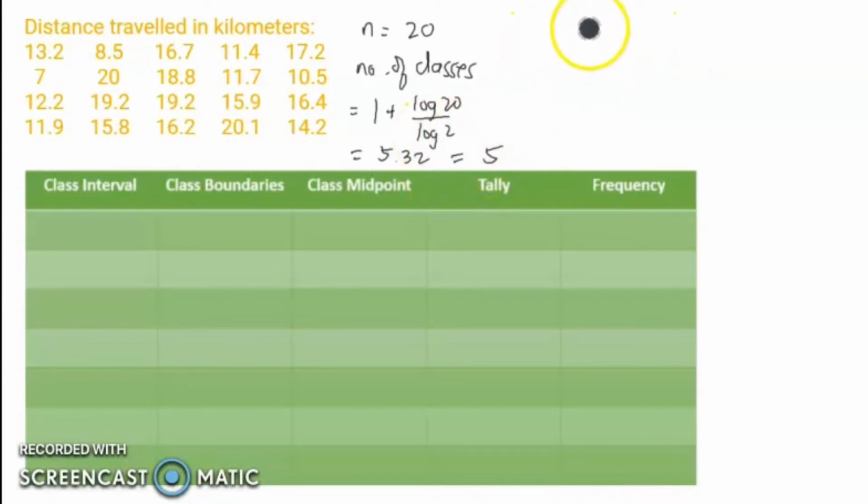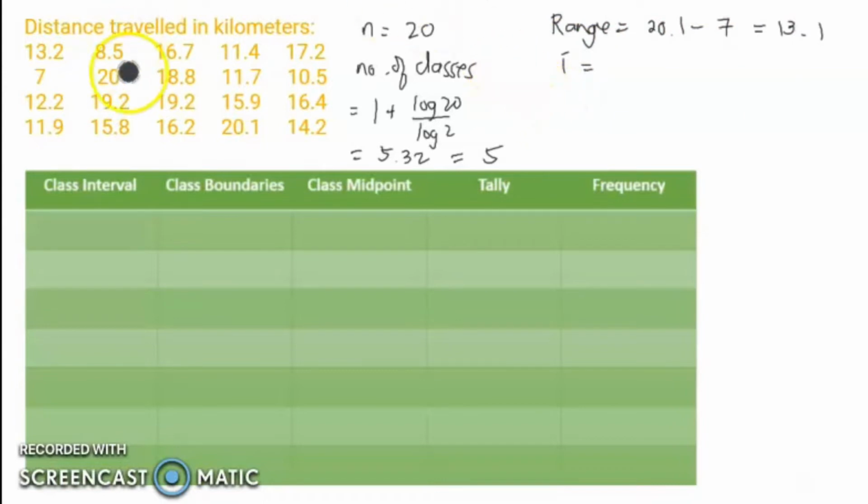Now, how about the class width? Before the class width, let's start first with the range, wherein the range is equal to the highest value minus the lowest value. The highest value is 20.1. The lowest is 7. So 20.1 minus 7 is equal to 13.1. Okay, and then what are we going to do with the class width? So class width is round up.